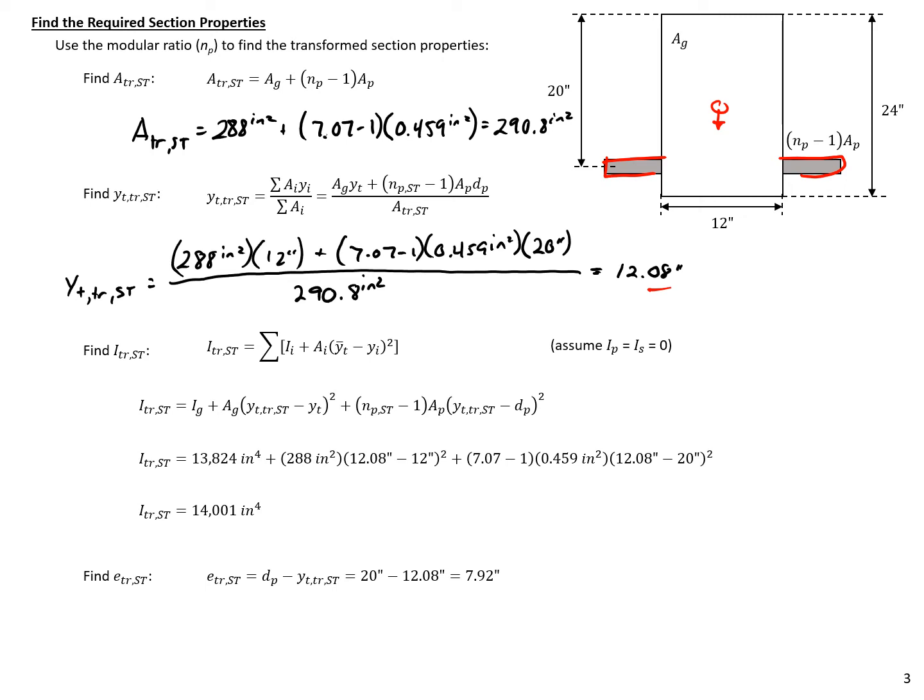The last one that we can find is our transformed moment of inertia. So we have our I gross plus our A d squared component for our gross area plus our A d squared component for our transformed pre-stressing. And that'll give us a transformed moment of inertia of 14,001 inches to the fourth. And then finally, our eccentricity of our strands, considering our transformed section, is d minus the distance from the top to the centroid of our transformed section, and that's given here.